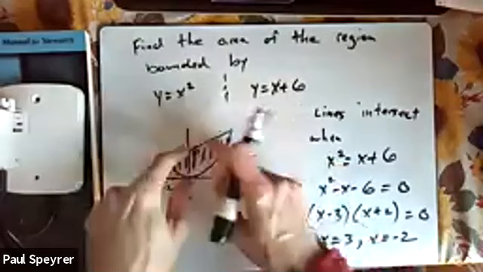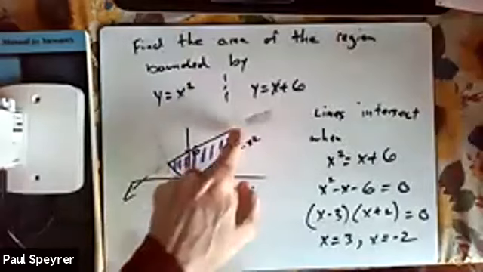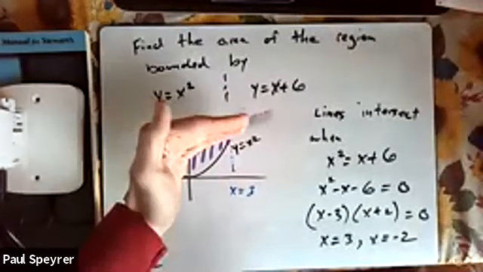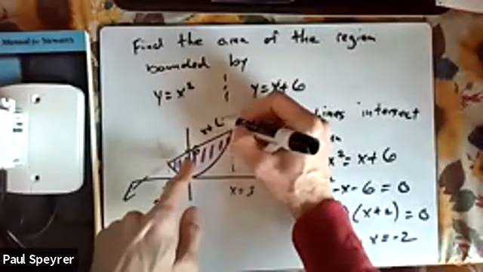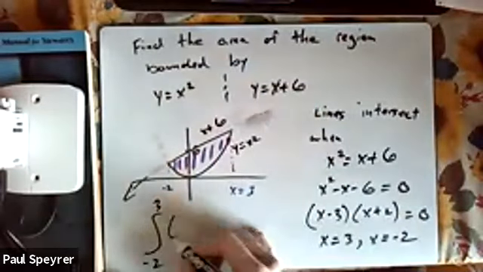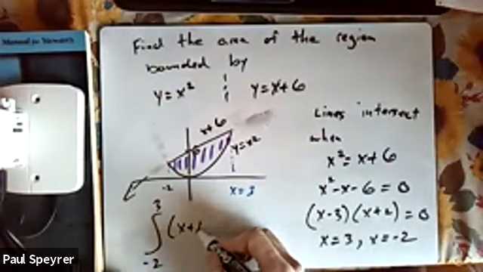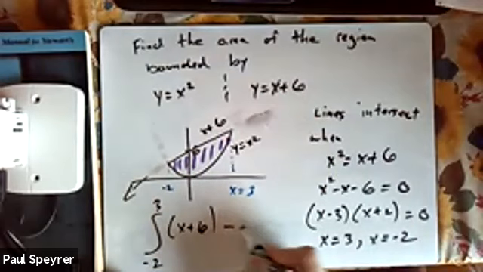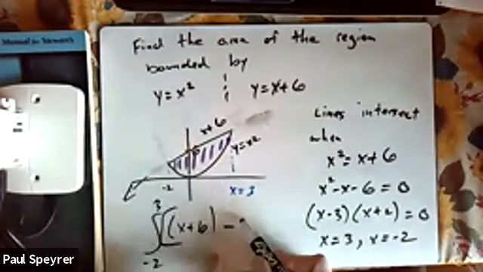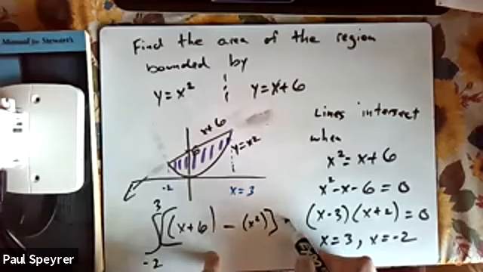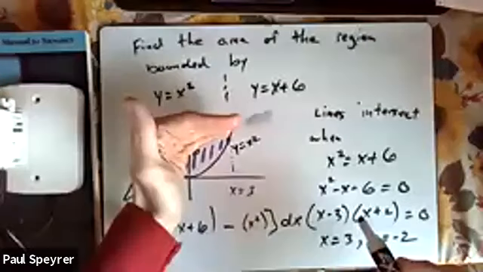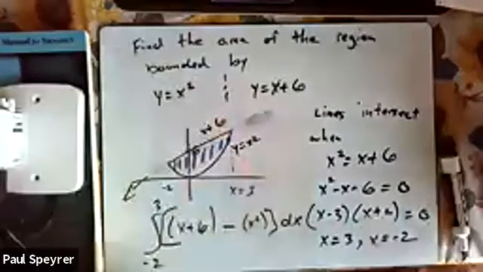So the upper curve in this instance is the x squared or the x plus 6? Well, it's a straight line, right? It's the x plus 6. That's the upper curve right here. So it's x plus 6 minus the bottom curve. Well, the bottom curve, or the bowl in this case, is the parabola. All right. See, upper curve minus lower curve.